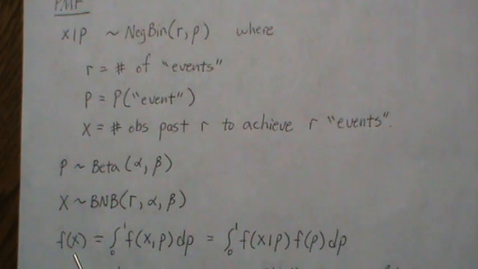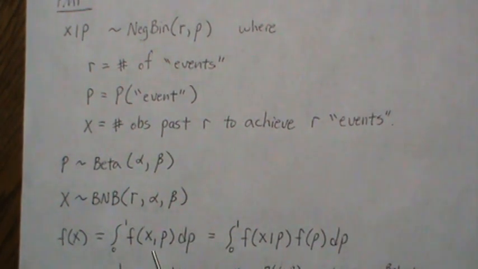So we want to find f of x. But if we introduce a variable p, and then integrate it out, where p is from 0 to 1, because it stands for probability, this is the same as f of x. But this joint density or probability mass function can be written conditionally. And now we know this is a beta distribution, and this is a negative binomial distribution. Perhaps I shouldn't have used f and f, or I should have used subscripts, but hopefully that makes sense.